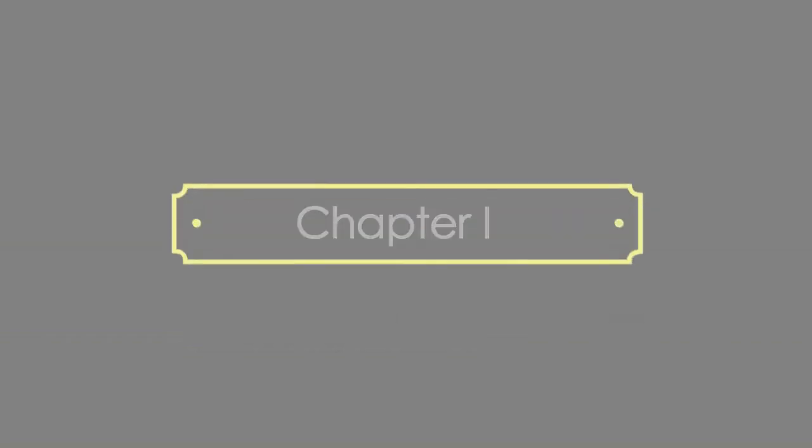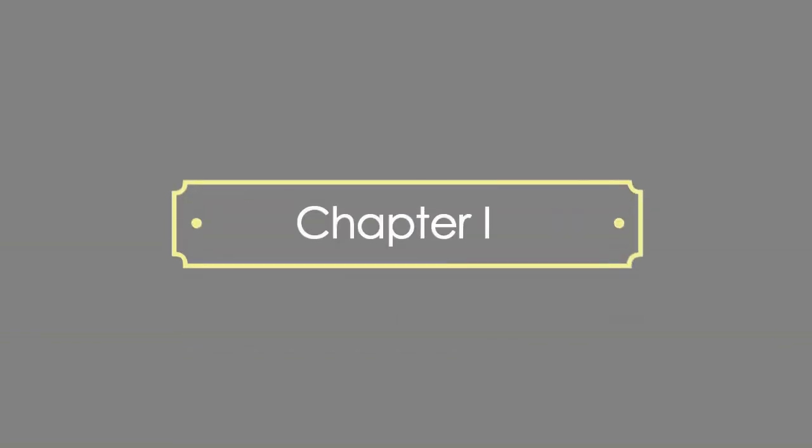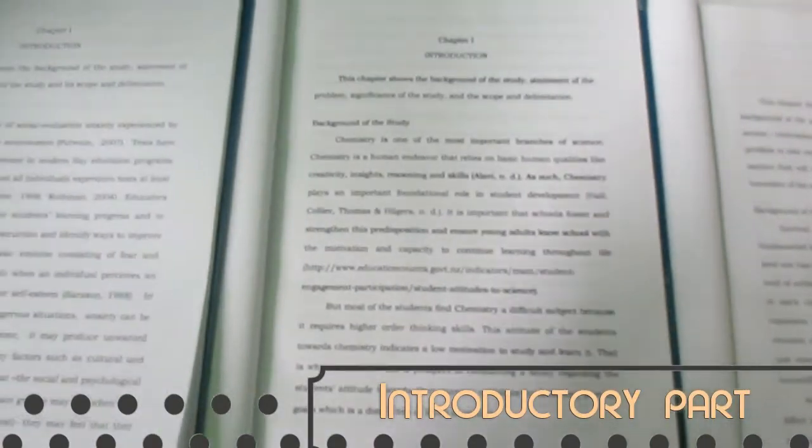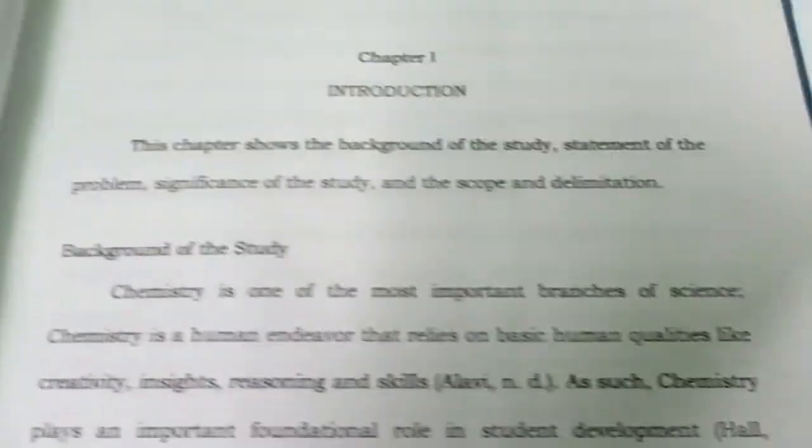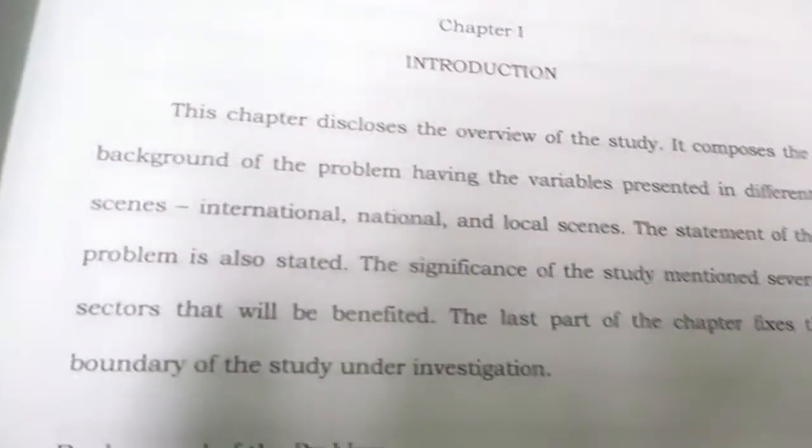The research papers include introductory paragraph, background of the problem, statement of the problem, significance of the study, and scope and delimitation. In the introductory part, only the third research paper was able to elaborate specifically the details on each part of the said chapter.